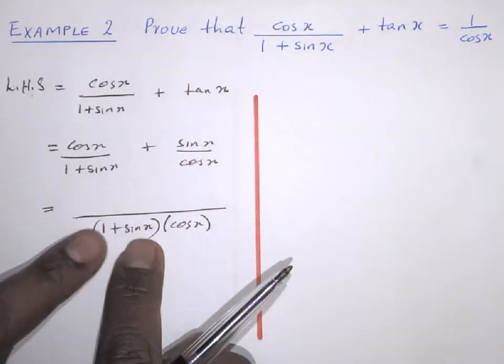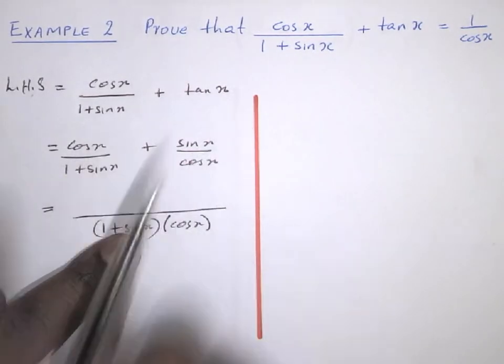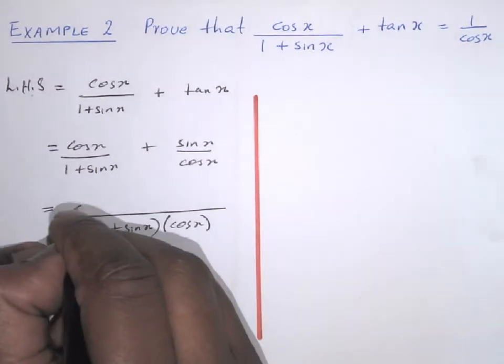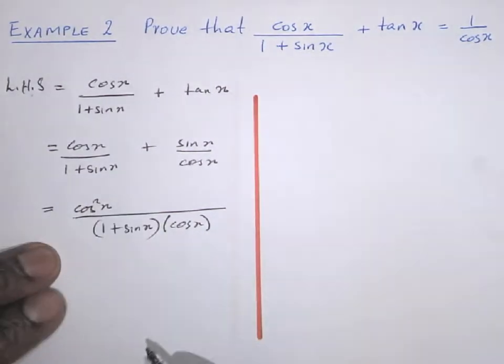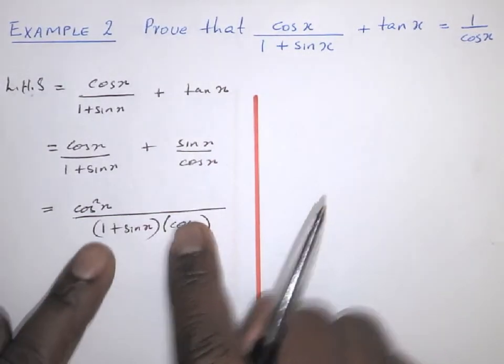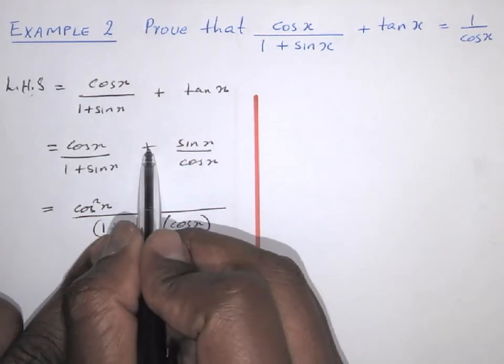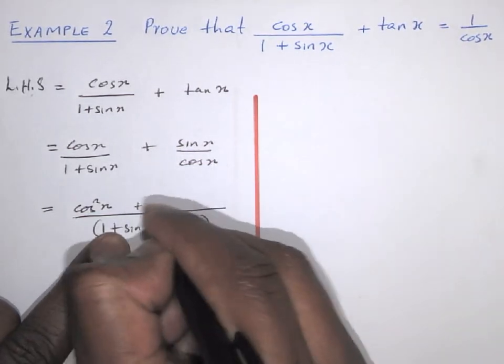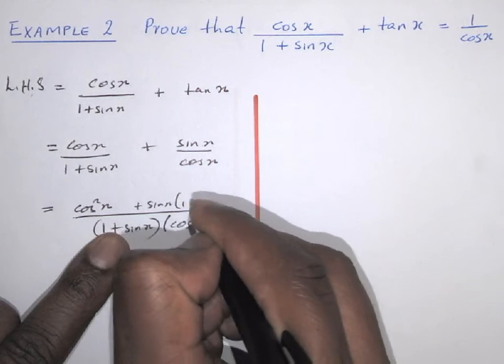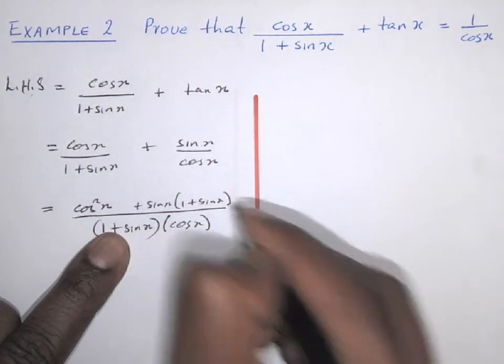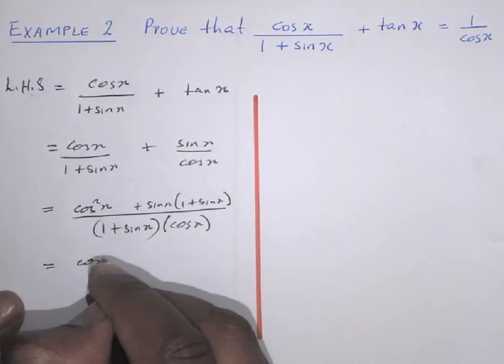Now this will cancel this. I'm left with cos x, which multiplied by cos x there, so I'll get cos squared x. Now this cancels that, so I'm left with this, which will multiply by plus sine x. So it's plus sine x multiplying 1 plus sine x. So this is cos squared x.